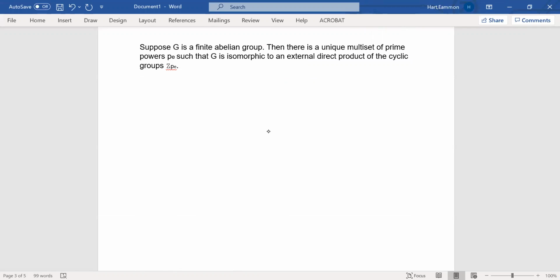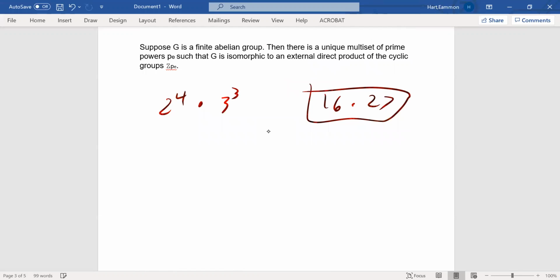If I give you, let's go with 2 to the 4 times 3 to the 3rd. So what is that? 2 to the 4 is 16 times 27. So whatever this is, I want to know how many different abelian groups there are of this order.